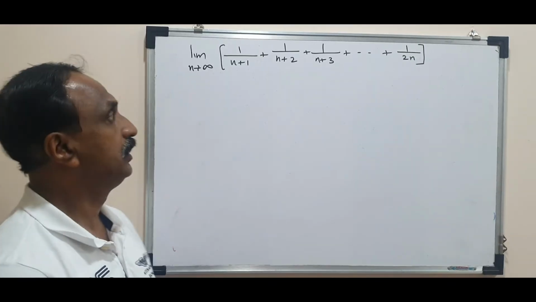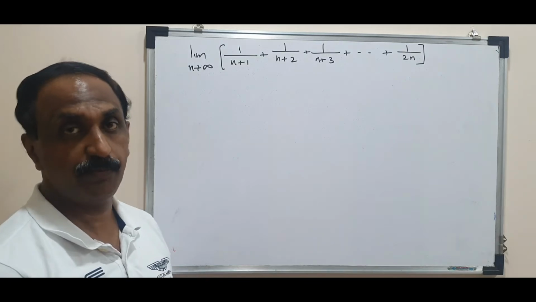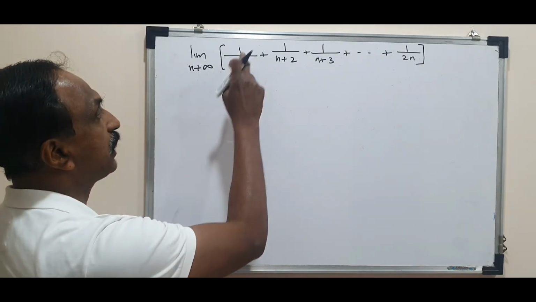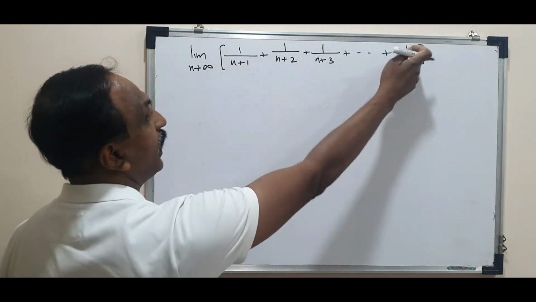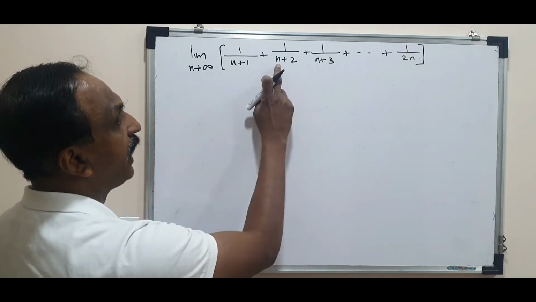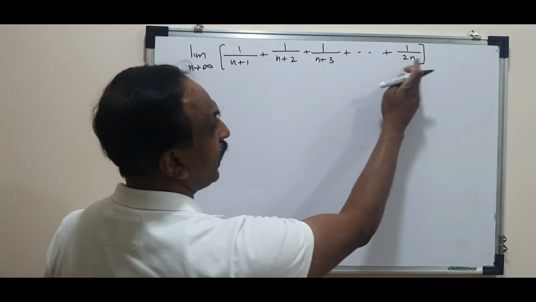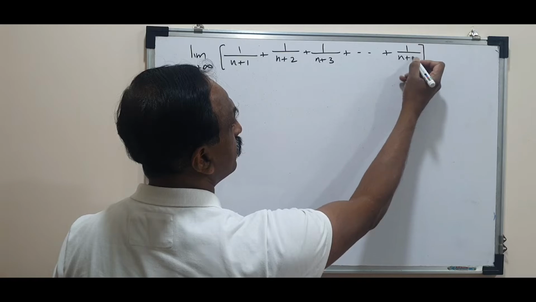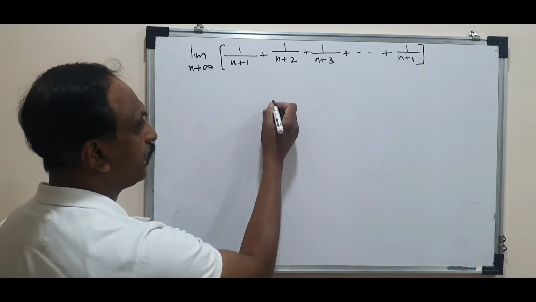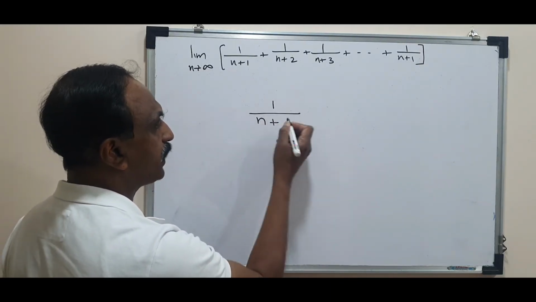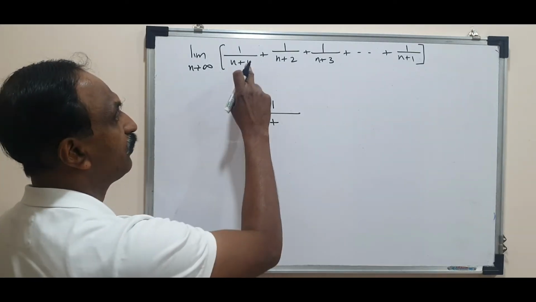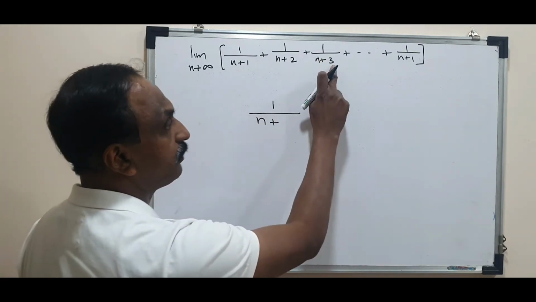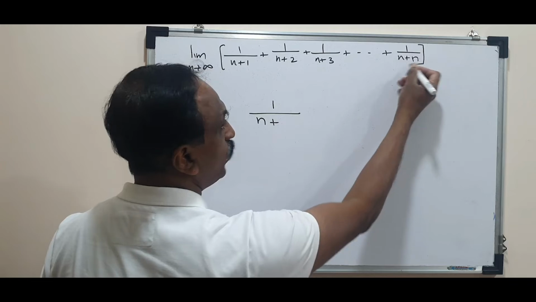This problem. First, what is our first step? Find the rth term. First term, what is the variation? Numerator is all 1. Denominator all start with n. 2n can be assumed to be n plus n. So I can say the rth term will be 1 upon n plus. So much is fixed, there is no change. First term 1, second term 2, third term 3, etcetera. It was 2n, so n plus n.